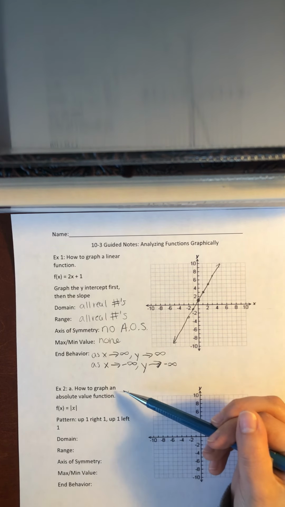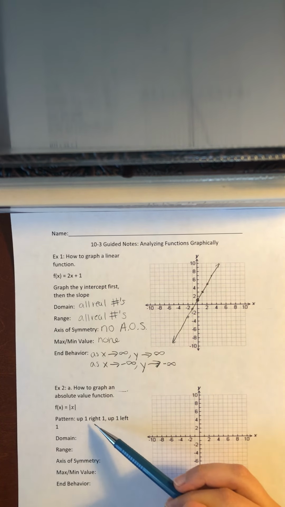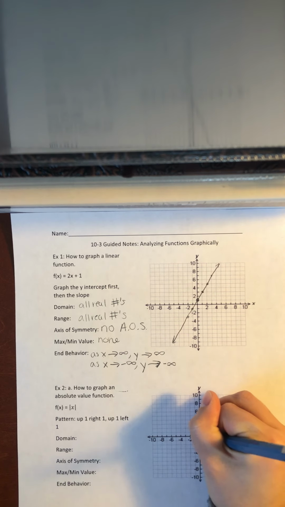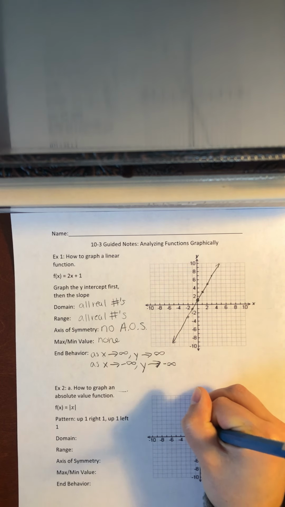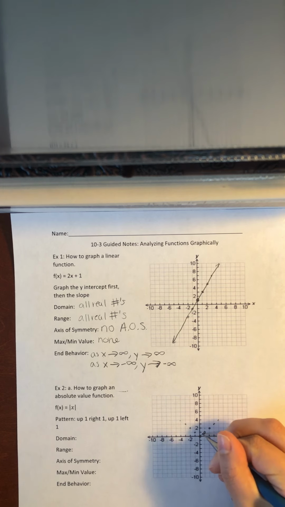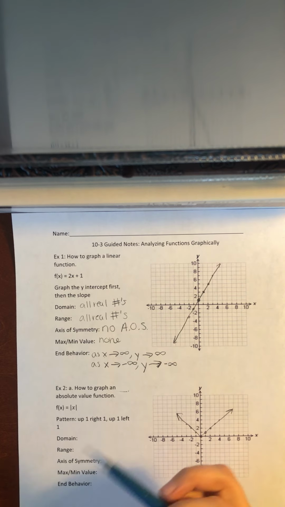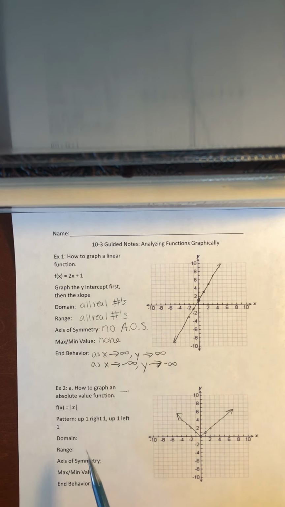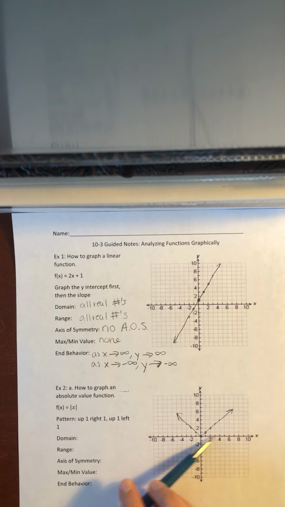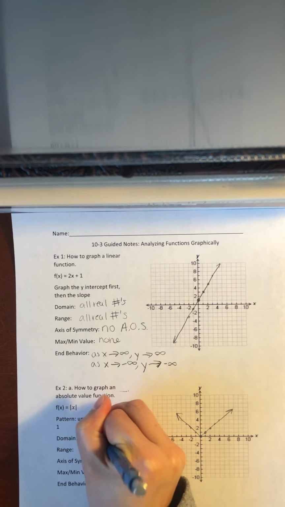Okay, how to graph an absolute value function. So absolute value functions, remember, those are our V-shapes. The pattern is up one, right one, up one, left one. So you start at your origin, you go up 1 over 1, up 1 over 1, up 1 over 1, and you do the same thing on the opposite side, and it makes a V shape. Now remember, this pattern only works when A is 1, when you have 1 in front of here. If you had like a 2 in front of here, it would change the pattern. Okay, the domain. Your domain is all of the x values in both directions, okay? So that would be all real numbers.